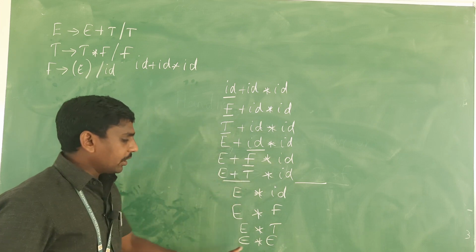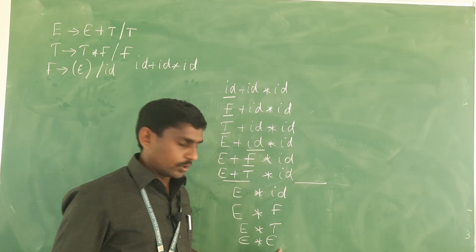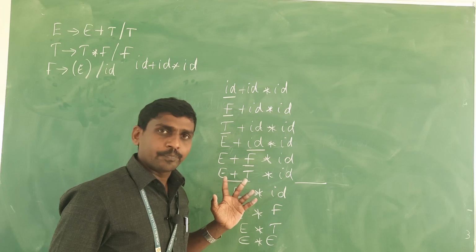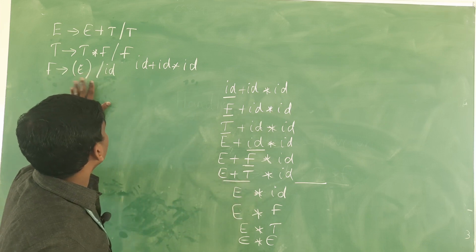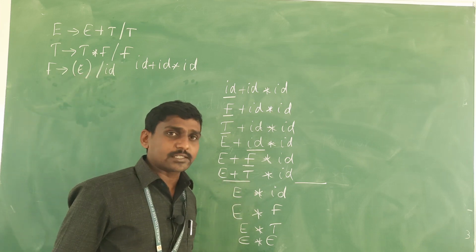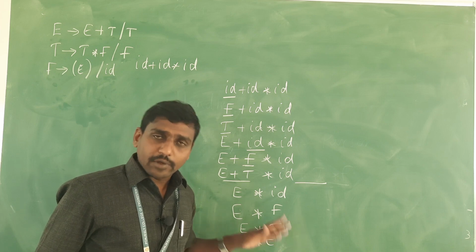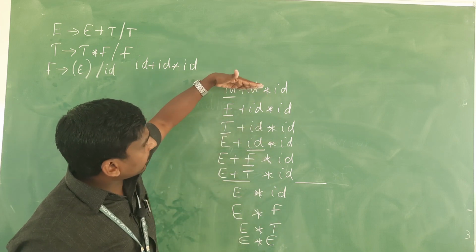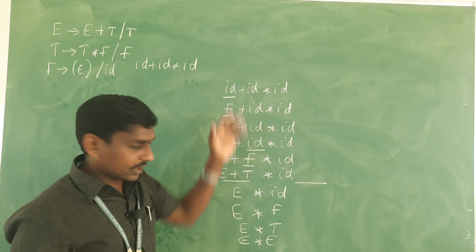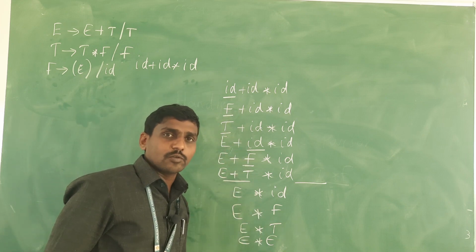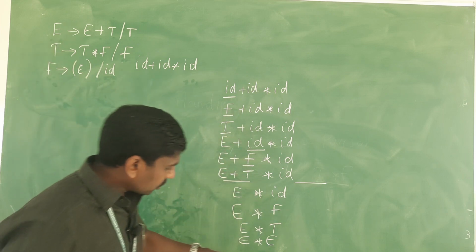Okay. Whether E has a handle? No. Whether E star E has a handle? No. Okay, so we don't have a handle for E star E, so we cannot replace it with E star E. Our ultimate goal is to take an input string and derive the start symbol. Which one is the start symbol? E. I want to derive E.